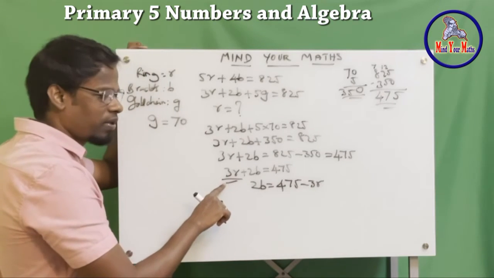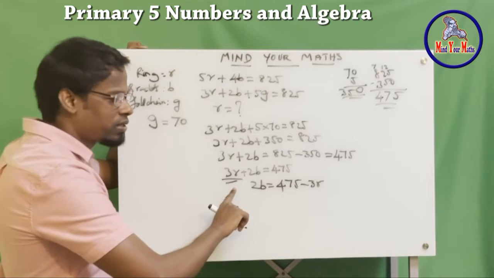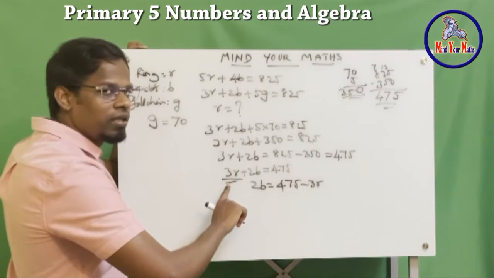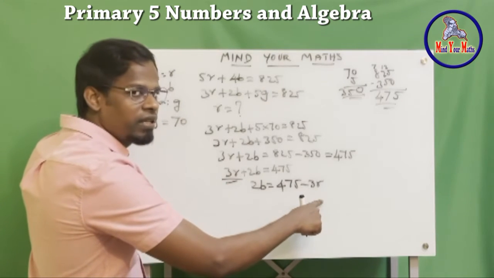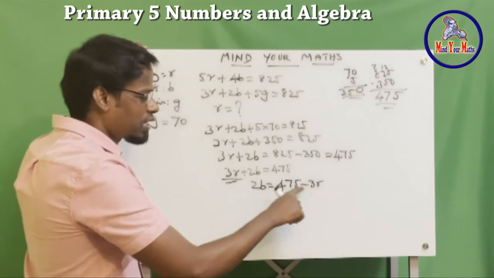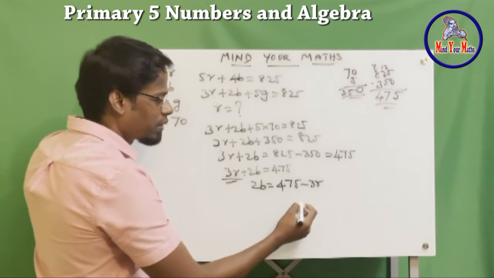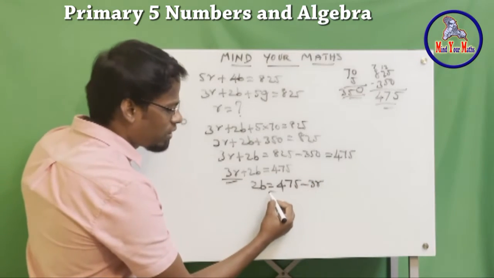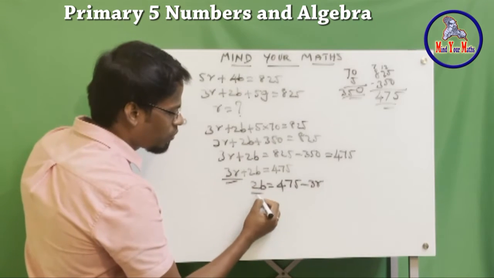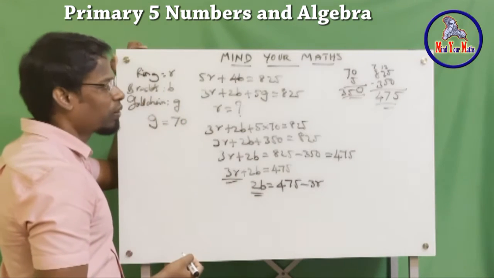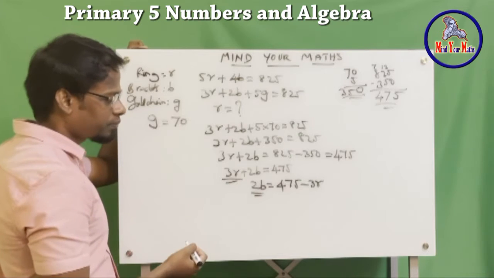Because this goes from the left-hand side of the equal sign to the right side of the equation, that's why it becomes a negative number, right? So now we know the value of what? 2B. 2B we know, right?